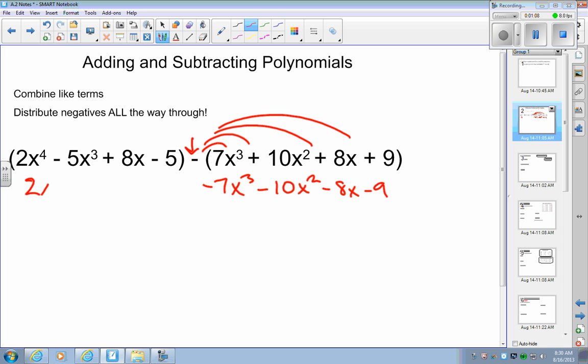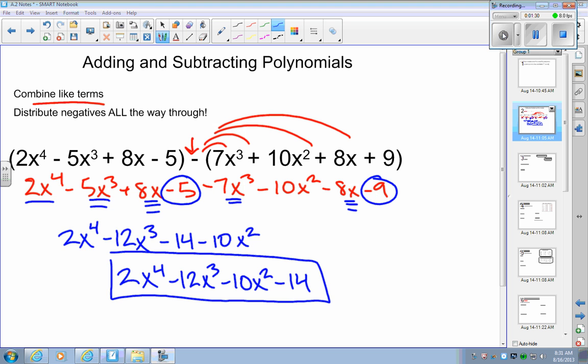This one obviously stays the same, so we'll copy it again. Now it just becomes basically an addition problem because you've already taken care of the subtraction. We know you have to combine like terms. You can only add things that have the same power to them. So I'm going to go ahead and pause the video here and meet you guys with the answer.